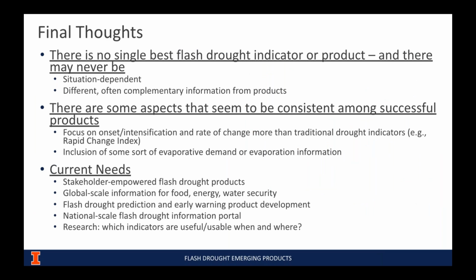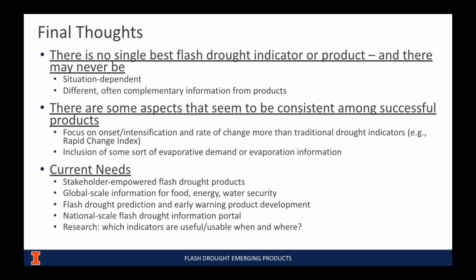A couple things. There is no single best flash drought indicator or product. I don't think there ever will be. Much like drought, it depends on the situation. It depends on where you are. It depends on who you're talking to. Are you talking to agriculture folks? Are you talking to natural resource managers? Are you talking to municipal water managers, for example? There's different, often complementary information from products, and so using them in tandem really produces the best results.